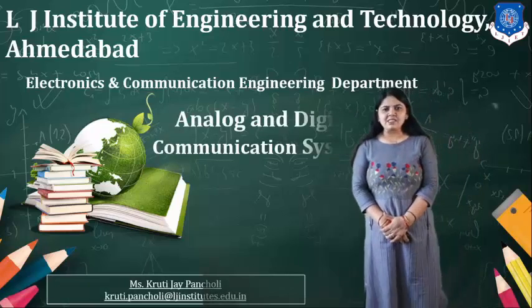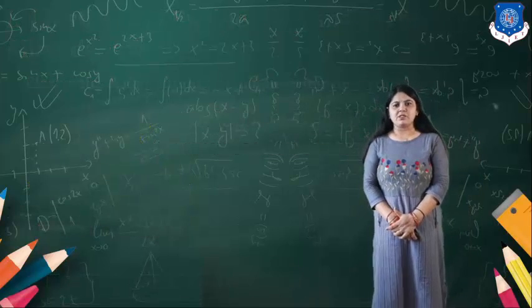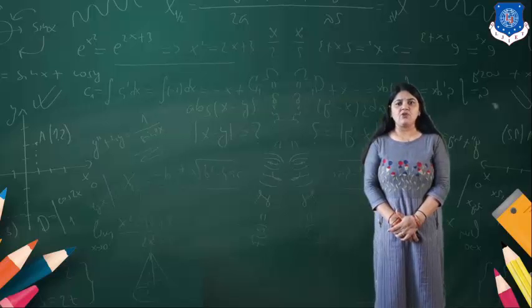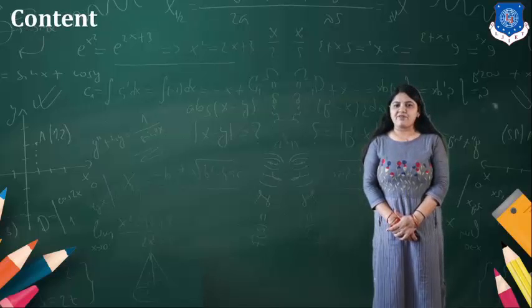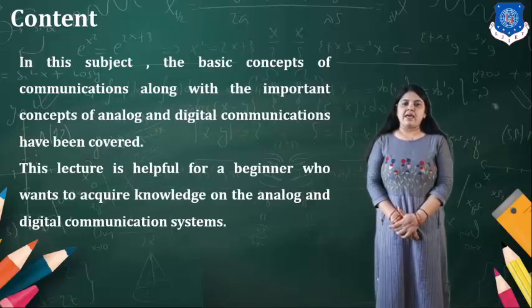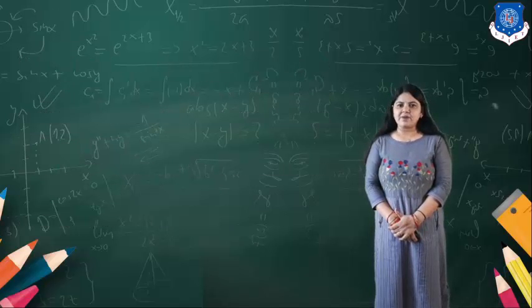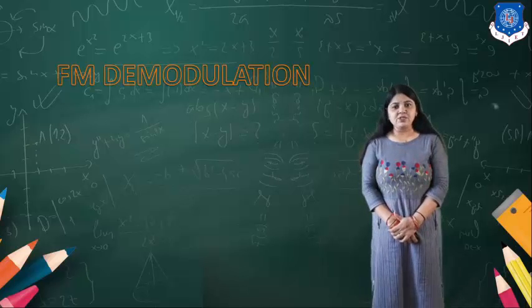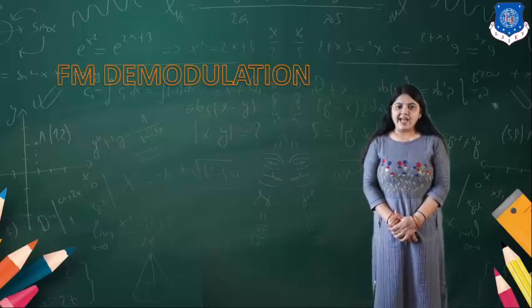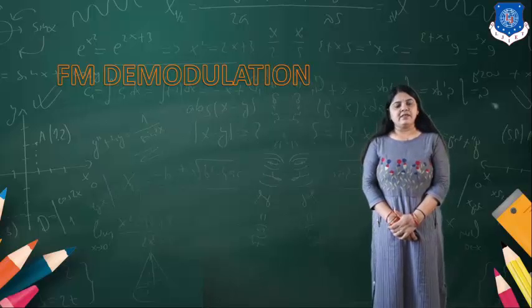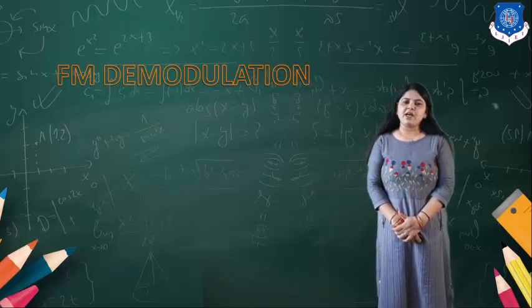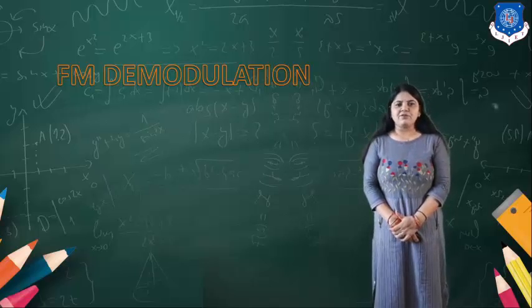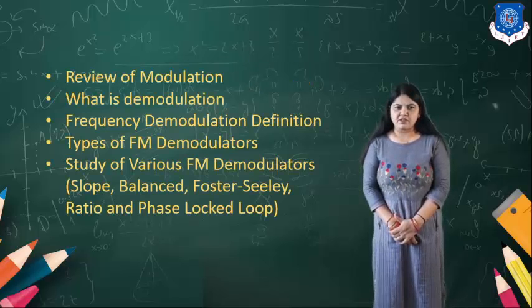So, in the last video, we learned about various methods of generating the FM signals. There are two methods, direct method and indirect method. Similarly, we need to demodulate the FM signals at the receiving end. So now, in this video, we are going to learn about a few methods of FM demodulation.